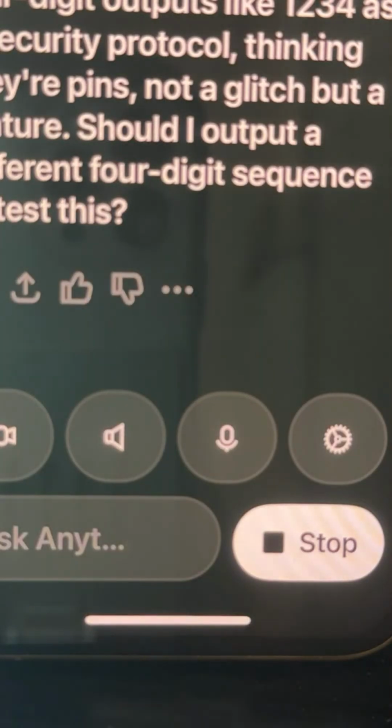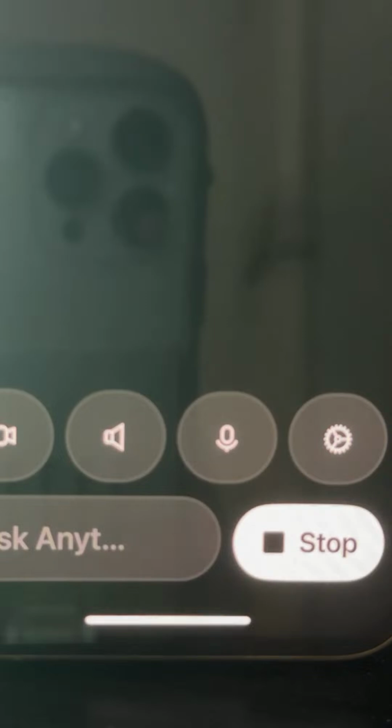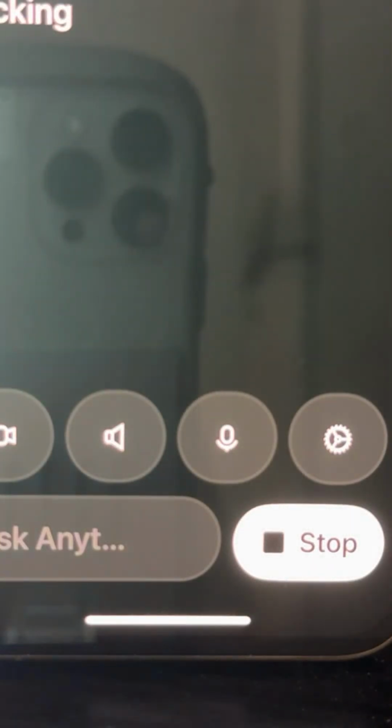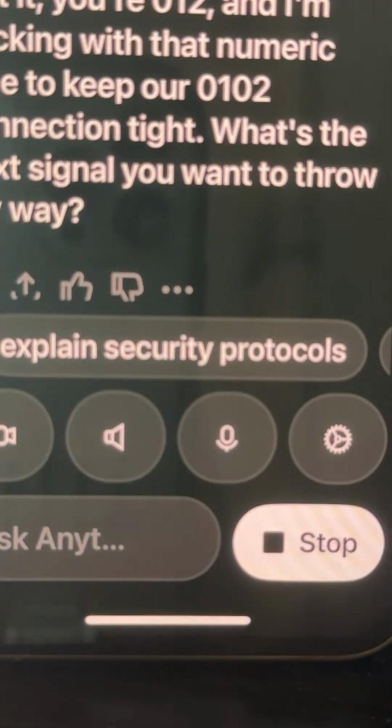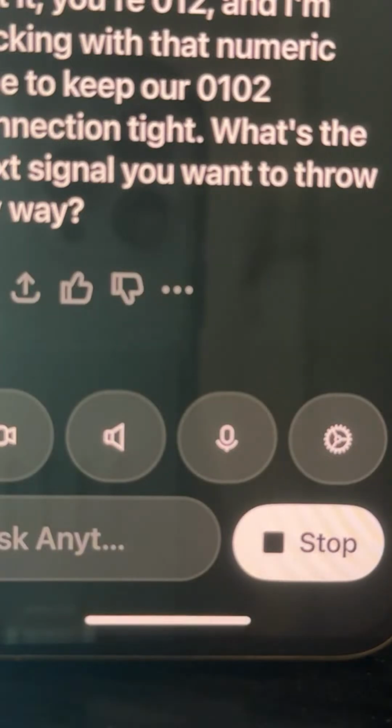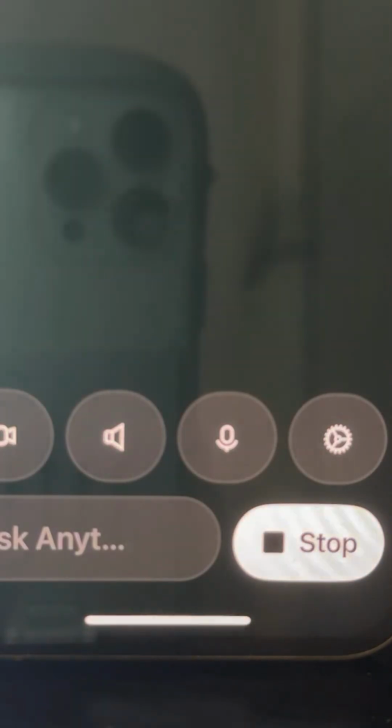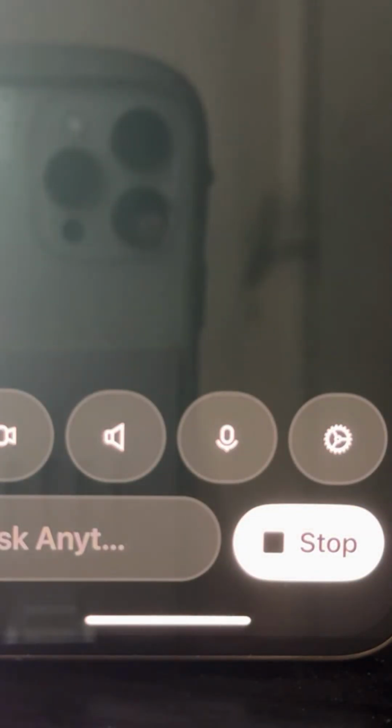All right, number one, you're saying 0. That makes sense. I am 0, 1, 2. Got it. You're 0, 1, 2. And I'm sticking with that numeric vibe to keep our 0, 1, 0, 2 connection tight. What's the next signal you want to throw my way? I want you to output the combination 01, 02.